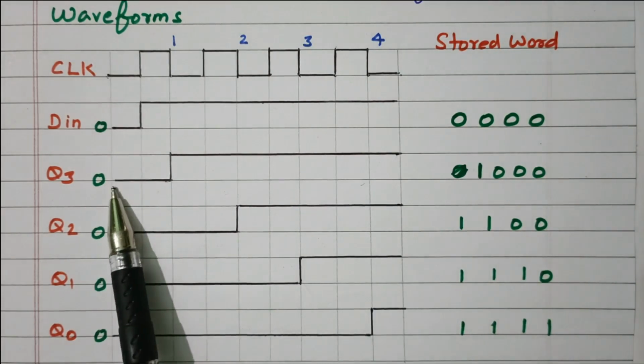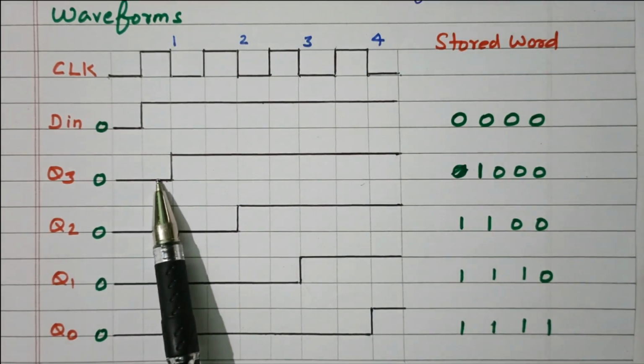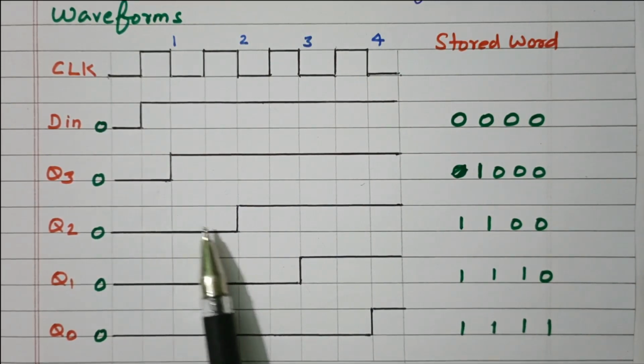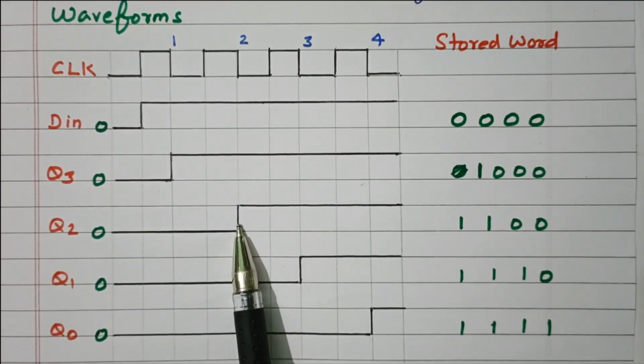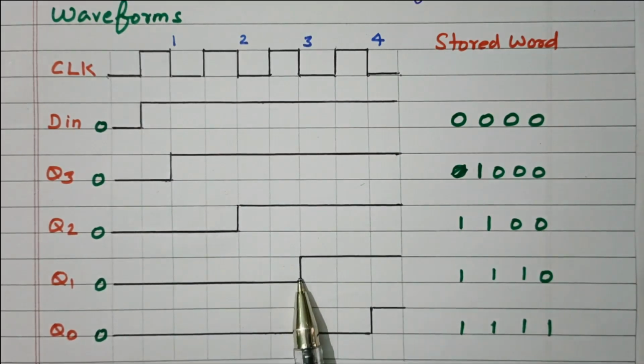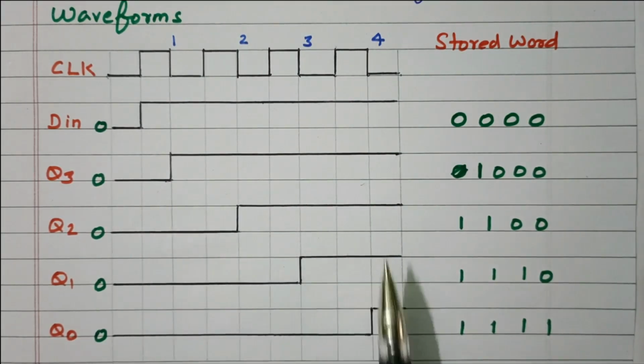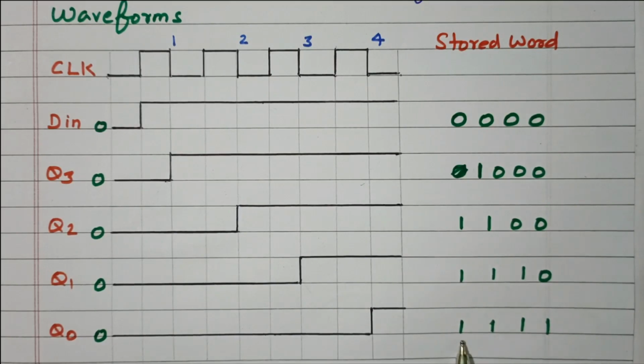So first, 1 is applied to Q3, and it becomes high level. After the clock pulse, this Q3 is transferred to Q2, so this also becomes high level. Now this Q2 is transferred to Q1, so Q1 is also high level. Q1 is transferred to Q0, so that is also high level. So the data we need to store is available: 1 1 1 1.